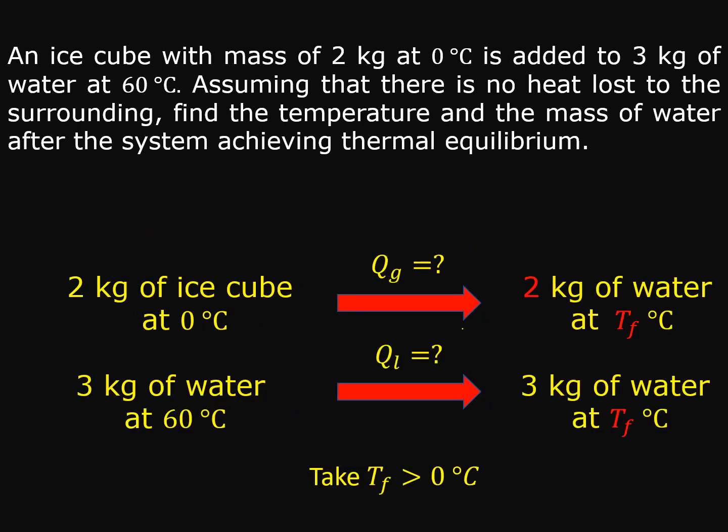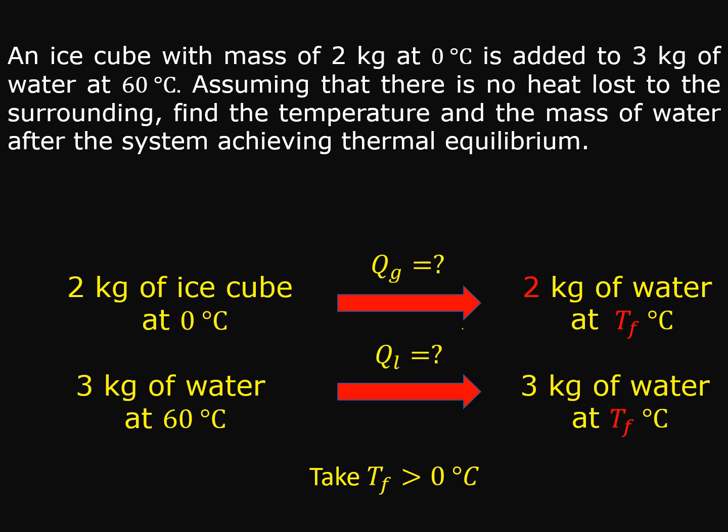Now we can modify our assumptions by knowing that the 2 kg of the ice cube initially at 0 degrees C, because of the heat gain, its final temperature now would be TF degrees C, which is larger than 0. And 3 kg of water, which is initially at 60 degrees C, because of the heat loss, its temperature will drop to the TF degrees C. Bear in mind that this TF is the temperature of the thermal equilibrium, which is larger than 0.